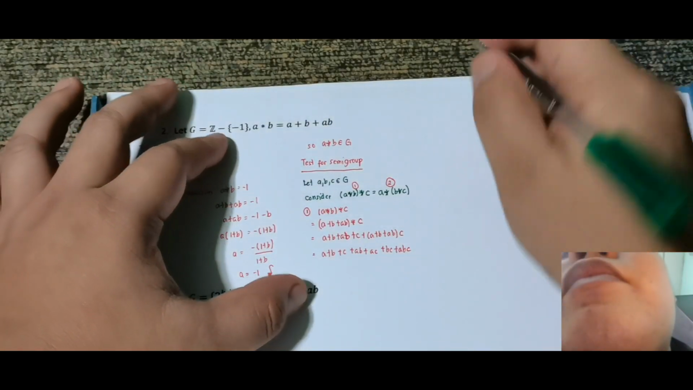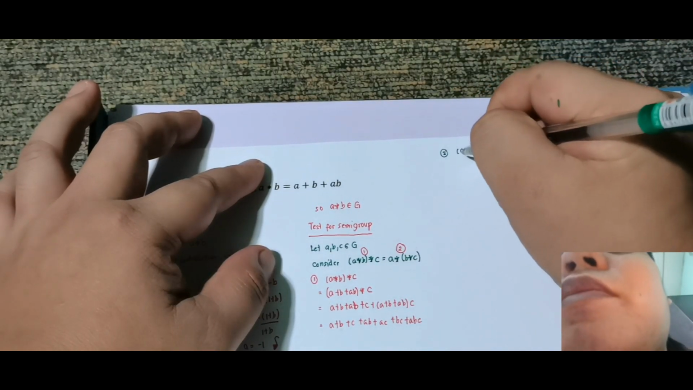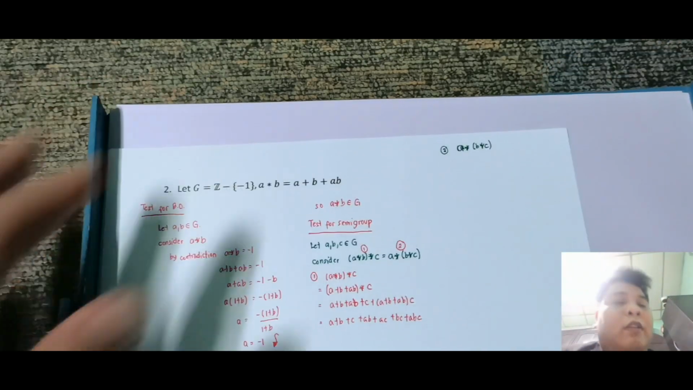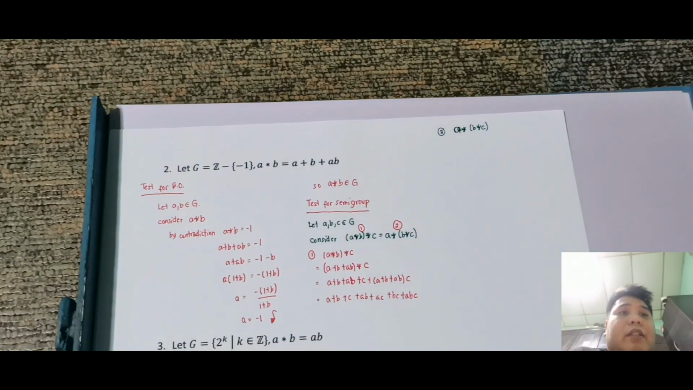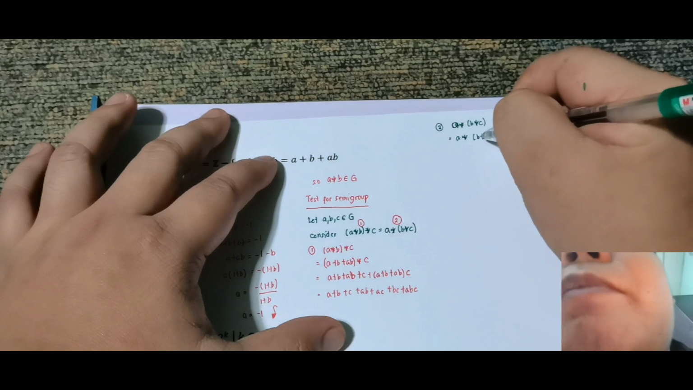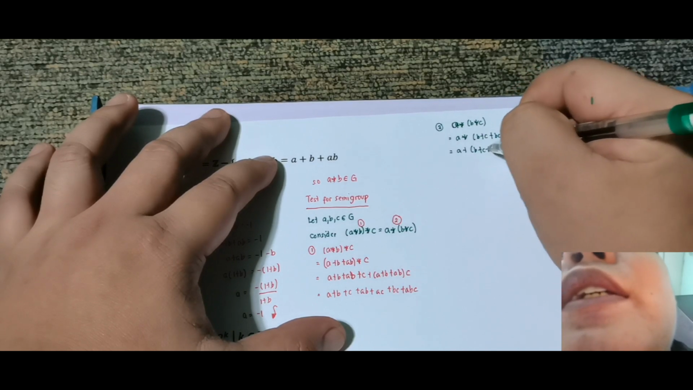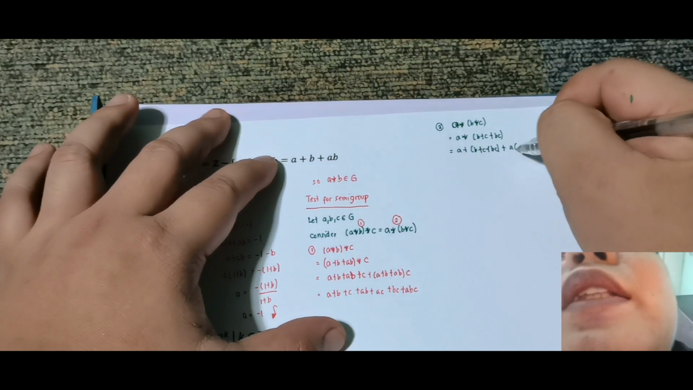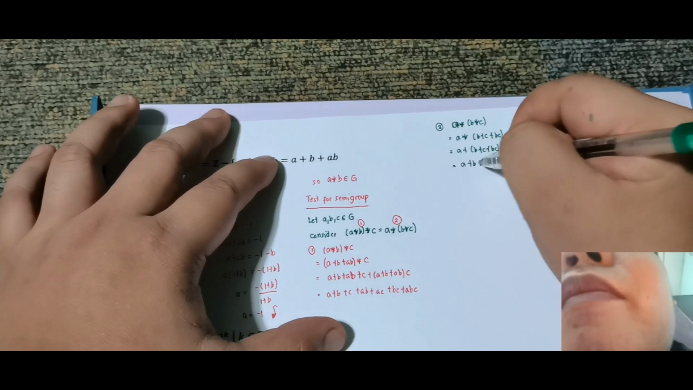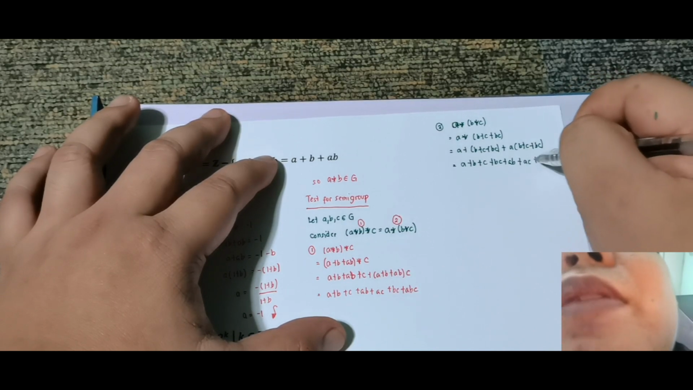So note natin equation 2. What is equation 2? Equation 2 is A asterisk ng B asterisk C. Solve natin si B asterisk C muna. That is equal sa A asterisk ng B plus C plus BC. Then this is equal sa A plus B plus C plus BC plus A times B plus C plus BC. Note that this is A plus B plus C plus BC plus AB plus AC plus ABC.